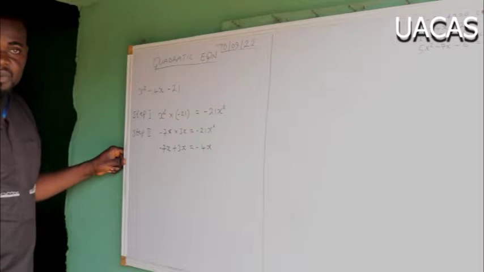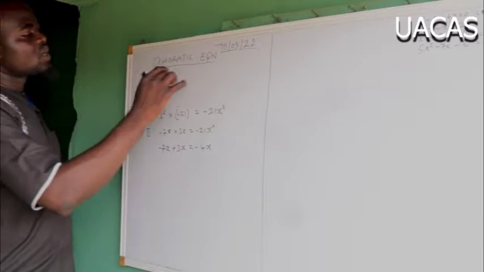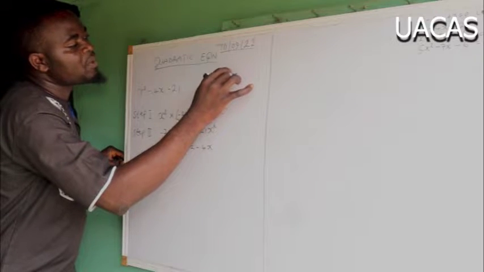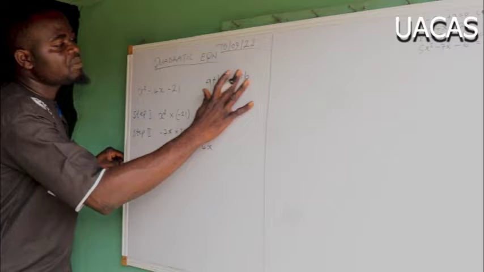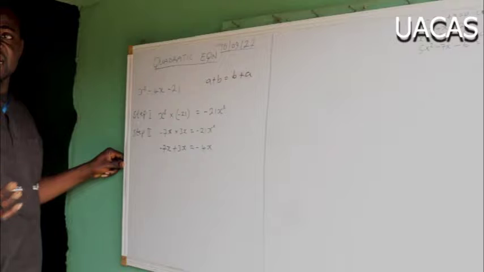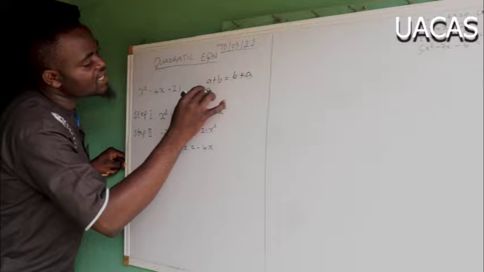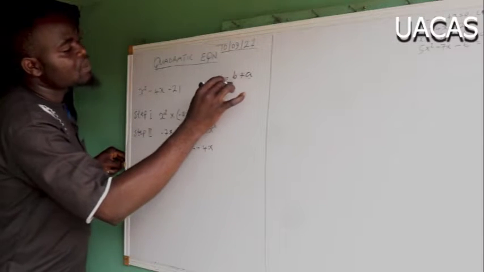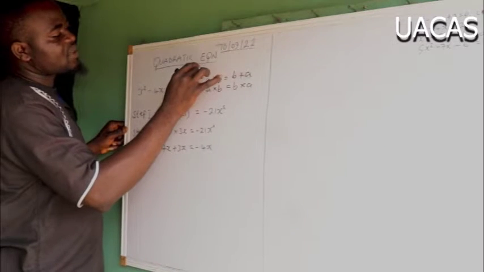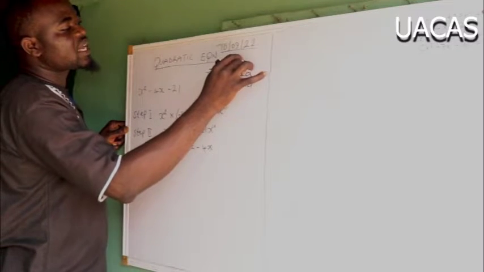You know that addition is commutative. What we mean by commutative is this: a plus b is the same thing as b plus a, irrespective of the sign, because it's addition. In the same way, multiplication, a times b, is the same thing as b times a. So minus 7x plus 3x is equal to minus 4x.